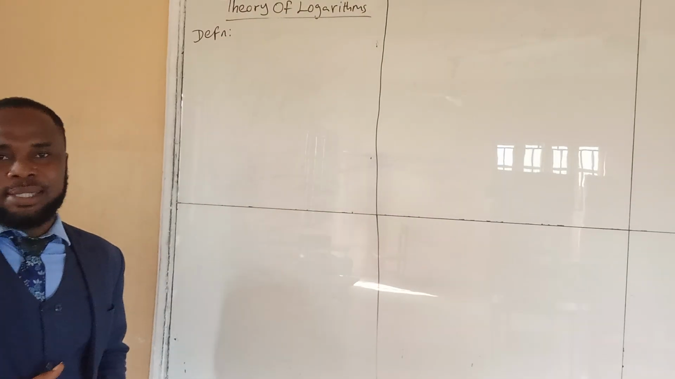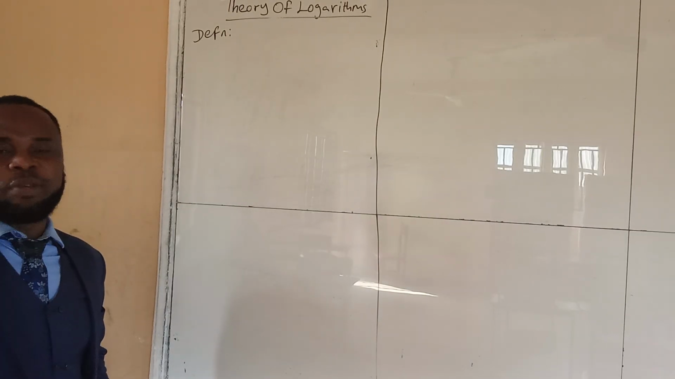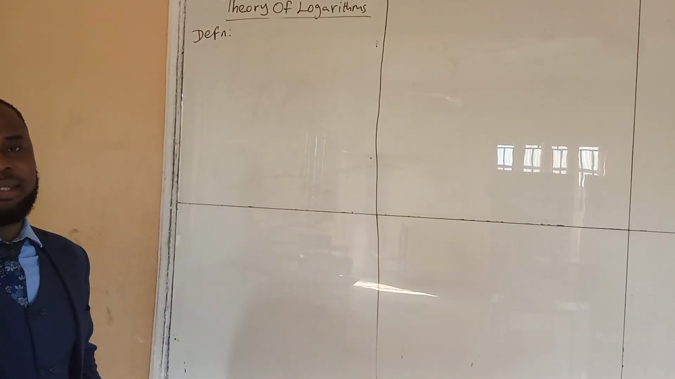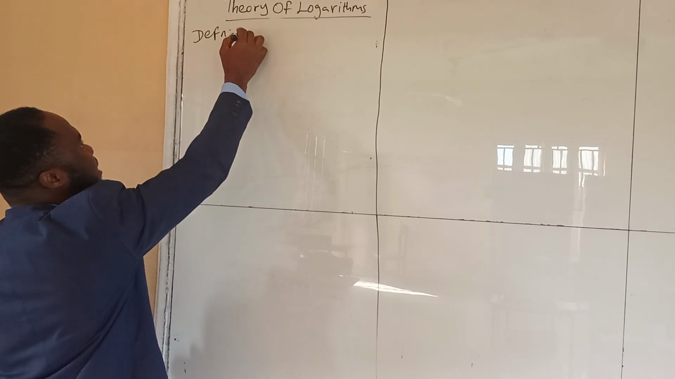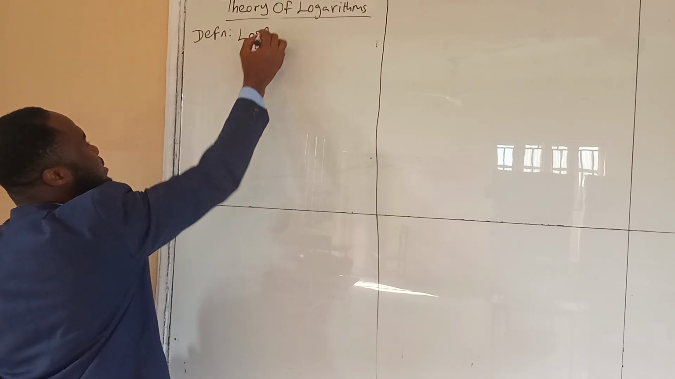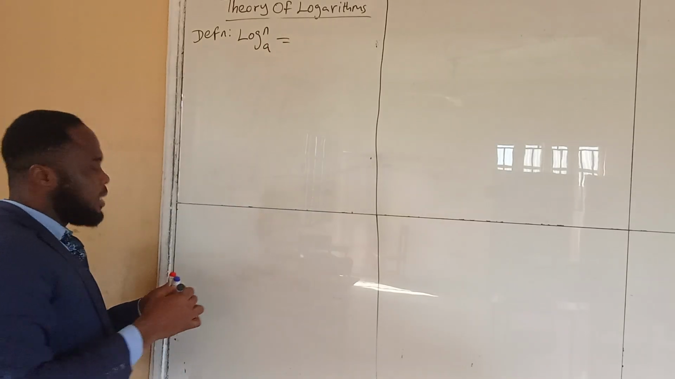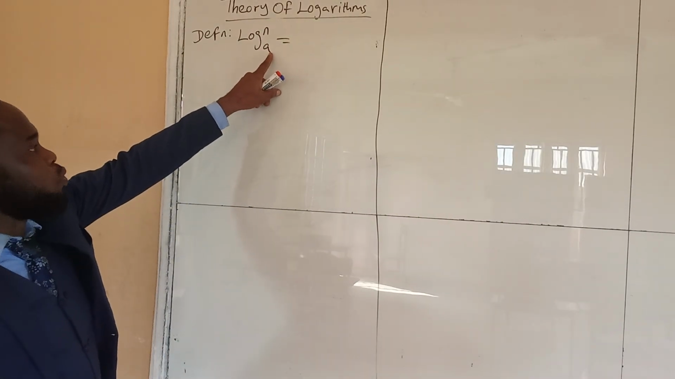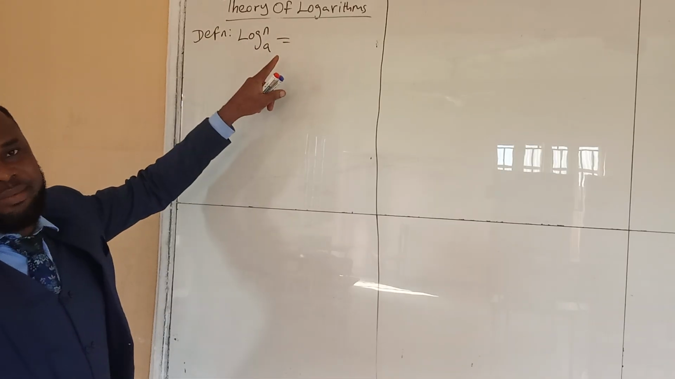The logarithm of any number n to base, say, base a, is the power of the base to obtain the number n. Mathematically, we can write that as log n to base a. Whatever number this base will be raised to obtain the number on top is the result of this.